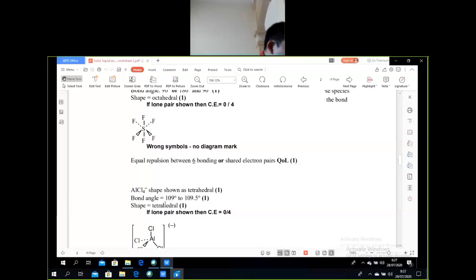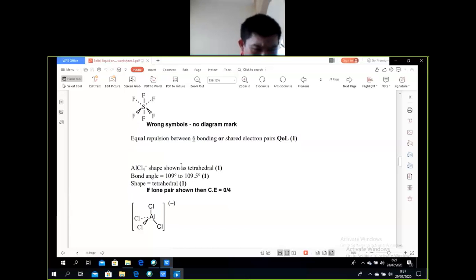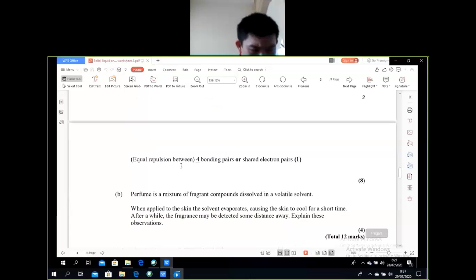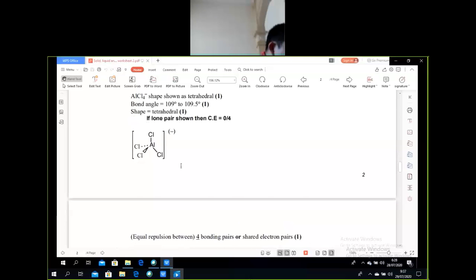And then in AlCl4 negative, the shape is like this. This Al atom, the aluminum atom, is in the center. There are 4 here, and the shape is tetrahedral with the bond angle of 109.5 degrees. Okay, and from the AlCl4 here, we know that there are 4 bond pairs and without any lone pairs.